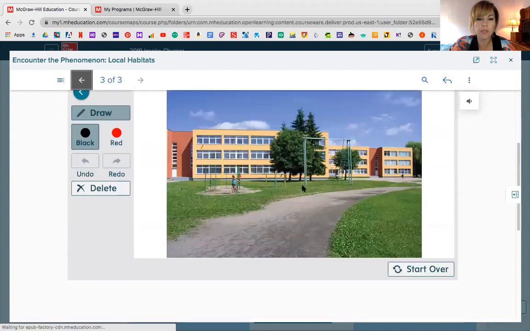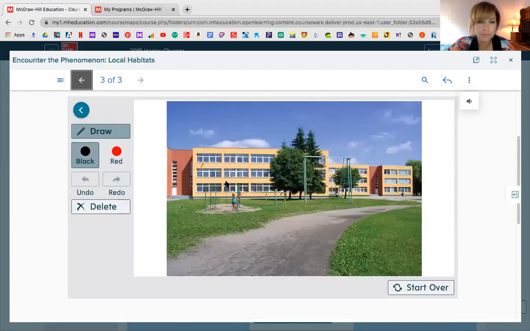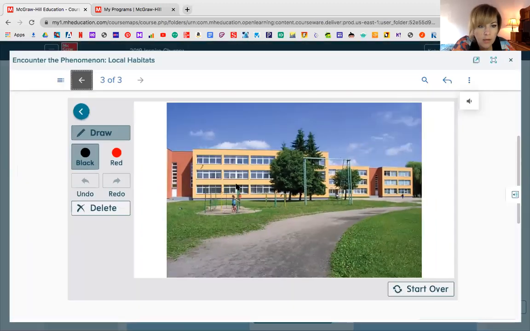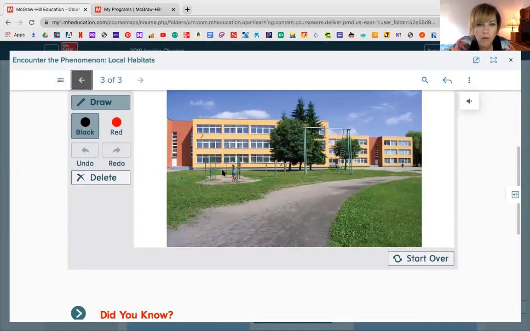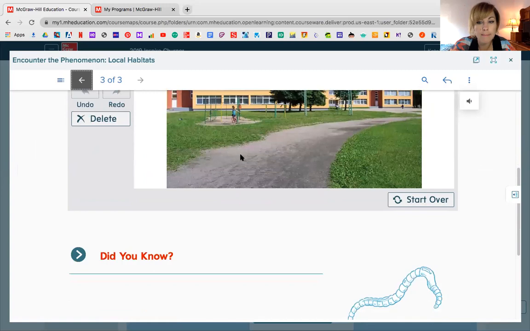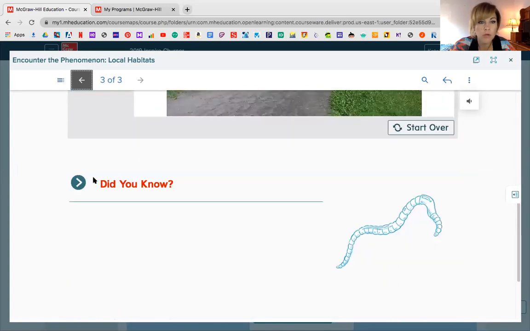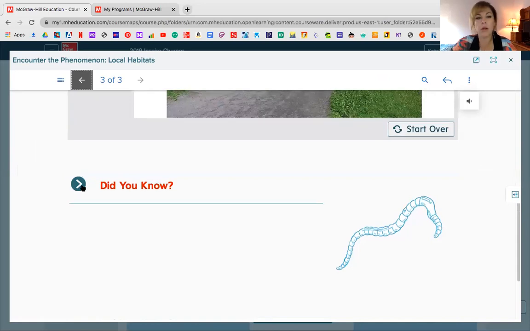So first things first, here's the playground. Let's see. It's super hard for me to zoom in, but obviously I would circle the kids. Those are living things, right? We also have trees, which are living things. Oh, I guess I could draw and stuff. I'm not going to. There is a "did you know," but we're going to get into that in a second.